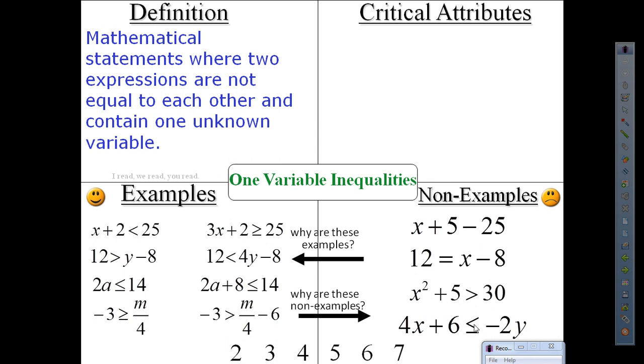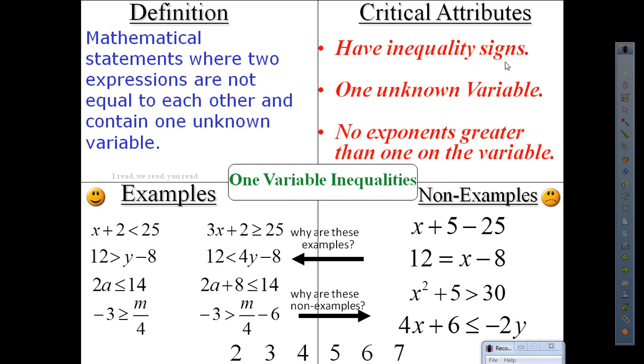However, this last one is an inequality, but what does the definition say for one variable inequality? It has to have only one unknown variable. How many does this one have? 2, x and y. Okay? So critical attributes to remember: all of these have inequality symbols. It needs to have only one unknown variable. And no exponents greater than 1 on the variable, because then it becomes a quadratic or cubic or whatever the case.